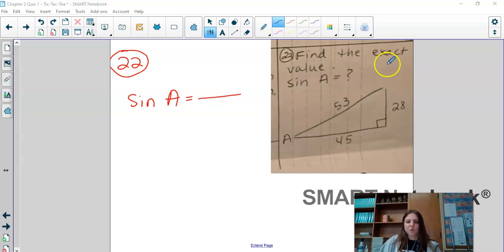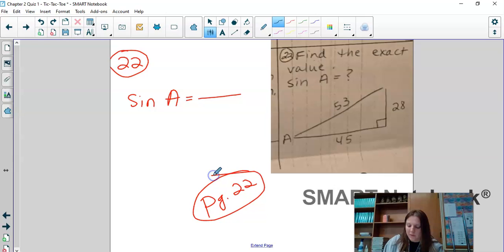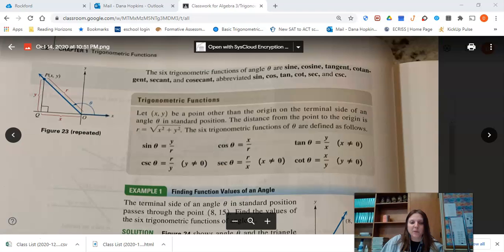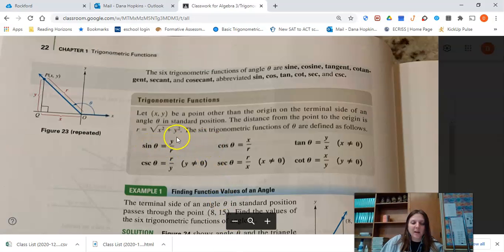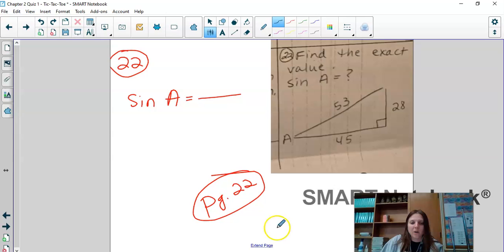The last question is asking you for the exact value of the sine of A. So if you don't remember what sine is, remember you can look at page 22. It might be a good idea to make a list of these important pages so that you don't have to keep looking back and forth. But you can look them up in the index if needed. Okay, so page 22, the sine is the y over the r. So we're going to write out the y over the r, or in this case, looks like we're going to have to use SOHCAHTOA, aren't we?